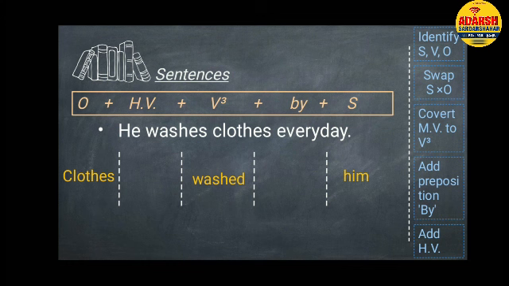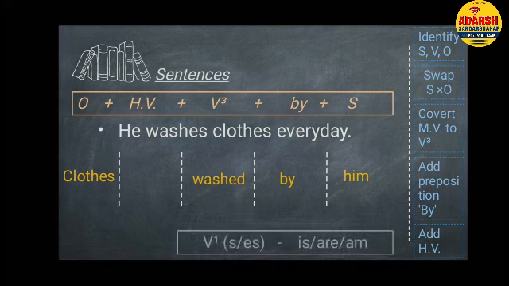Now fourth step, add preposition by. So here we put by before our subject him. Now fifth step, add helping verb. Before going to this, let us revise our helping verb. Verb's first form plus s or es in active sentence, while in passive it is is/am/are.